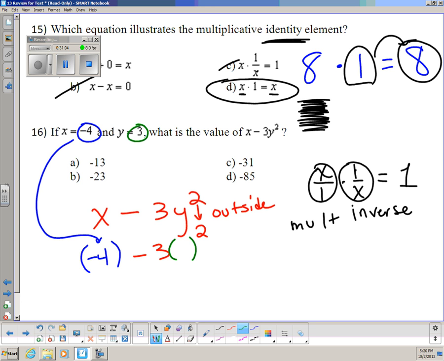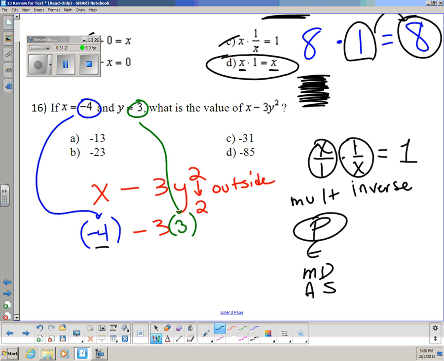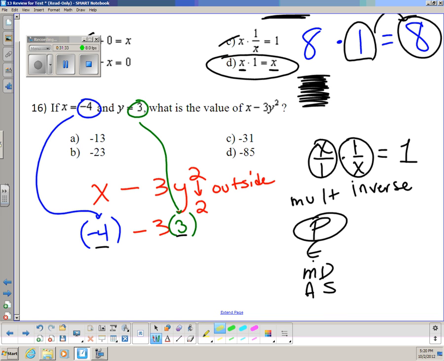Y was 3. And I could type this on the calculator, or I can use order of operations. I'll use order of operations because we need practice with that. So again, back to PEMDAS. I look inside the parentheses, -4, 3. Nothing to do inside. Then I do my exponents. I have my squared exponent. So I need to do 3 squared. 3 squared is 9.